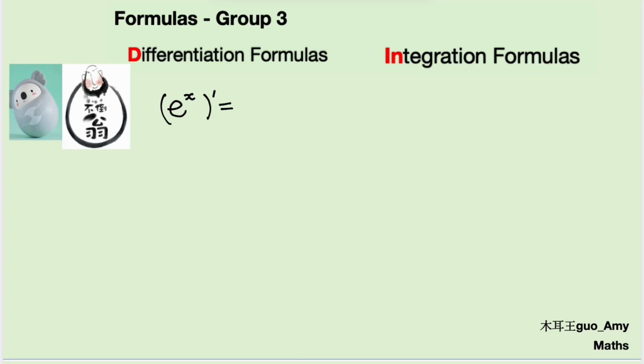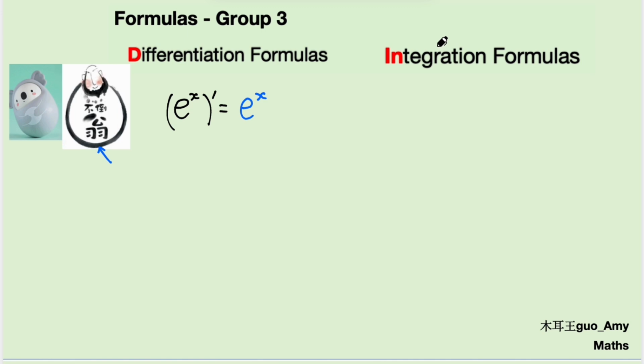In this video, we are going to look at the third group of differentiation and integration formulas, which is about exponential and logarithmic functions. Let's get started. When we differentiate the exponential function e to the power x, the result is e to the power x as well. So this formula, we can link it to the roly-poly toy. It means when we differentiate the exponential function, the result will always be itself.